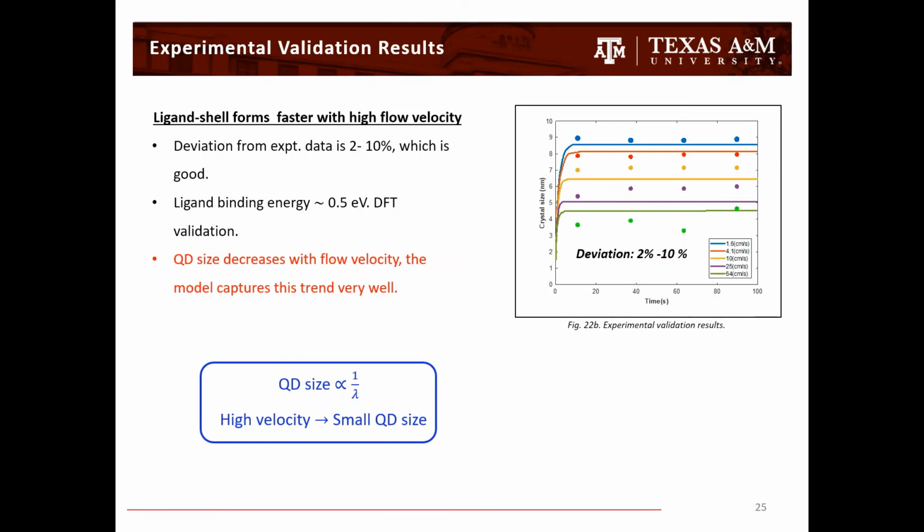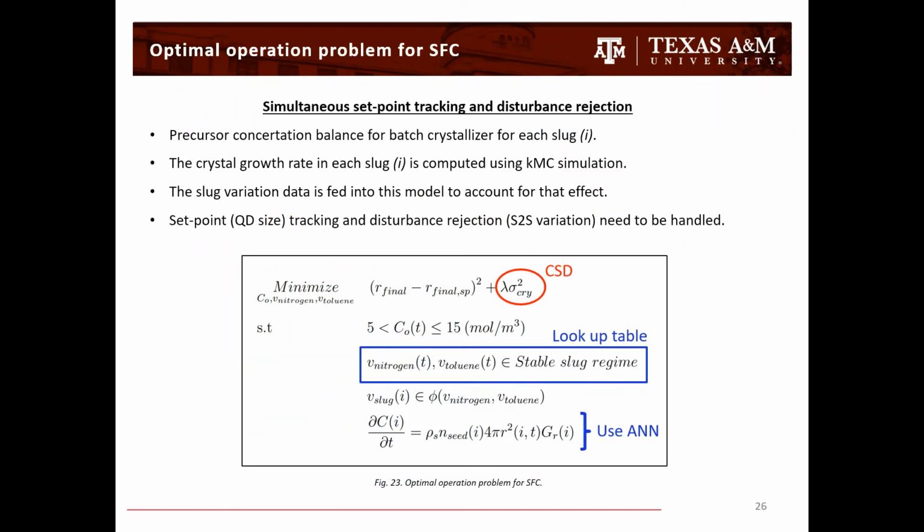So we used the same previously developed model for a slug flow crystallizer. And we combined these two things to design an optimal operation problem for the slug flow crystallizer, where we concentrate on the set point deviation of the quantum dot size, and also minimize the variation of the crystal size distribution. Now this is subject to certain constraints. I was talking about how the crystallizer should be in the stable slug flow regime. So that's a constraint. It also has certain concentration constraints. Also, it is subject to the dynamics of the crystallization process.